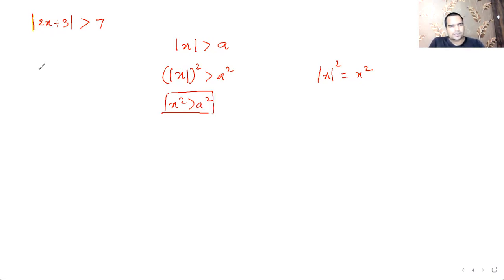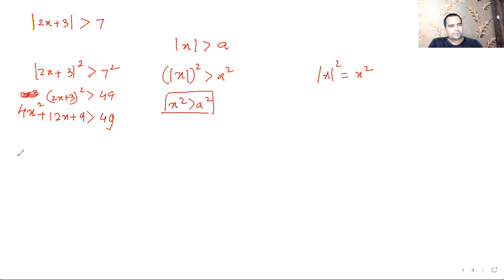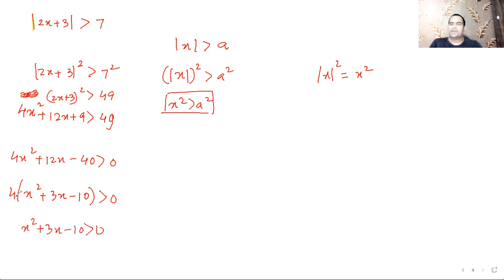Now in this case, when I look at it, it is the absolute value of 2x plus 3, the whole squared, greater than 7 squared, if I square both sides. So as a result, I get (2x plus 3) the whole squared greater than 49. Now you open up the bracket, so it becomes 4x squared plus 12x plus 9 greater than 49. So this will be 4x squared plus 12x minus 40 greater than 0. Since the coefficient of x squared is positive, you can just take 4 common: x squared plus 3x minus 10 greater than 0, because if you divide both sides by a positive number, it doesn't change the inequality. If you factor this, it becomes (x plus 5)(x minus 2) greater than 0.